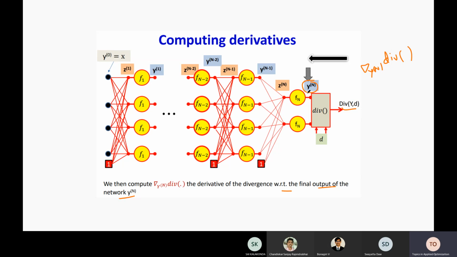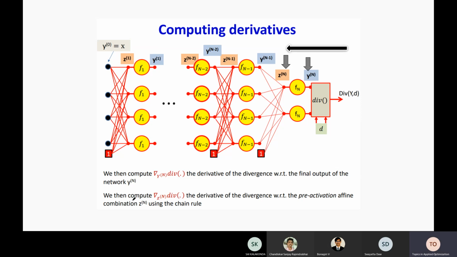If I see the divergence as a function of yn, remember what we need in the gradient descent method: the derivative with respect to w. These are the w's that are there. But to go there, we go step by step. Then we compute the derivative with respect to the pre-activation affine combination Zn using the chain rule.